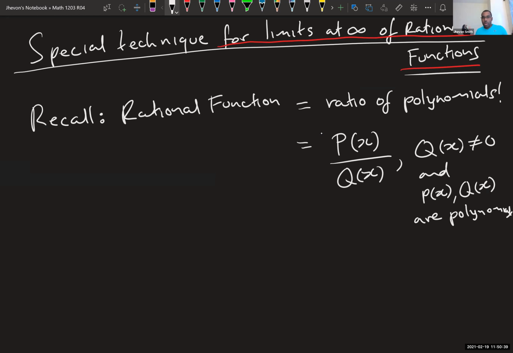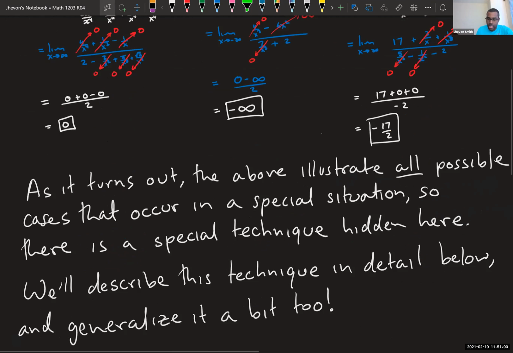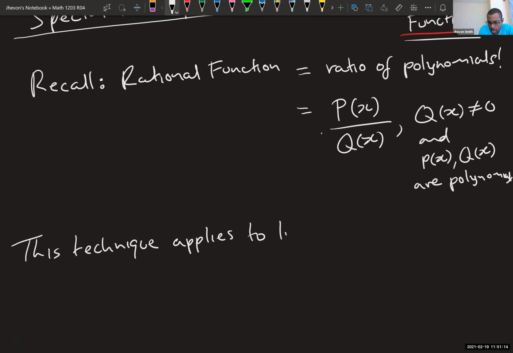Now, hopefully you remember what a polynomial is. I don't want to describe that. It's a constant times x to some whole number of powers being added together. Okay, so you should know, like, these guys are polynomials, right? 4 plus x minus x cubed, all those, right? Constant times x to some whole number of powers, right? If you have an x to the half or a radical x, it's not a rational function anymore. However, you can slightly generalize this technique to those cases. I'll talk about that later. But that's what a rational function is. So this technique applies to limits of the form.